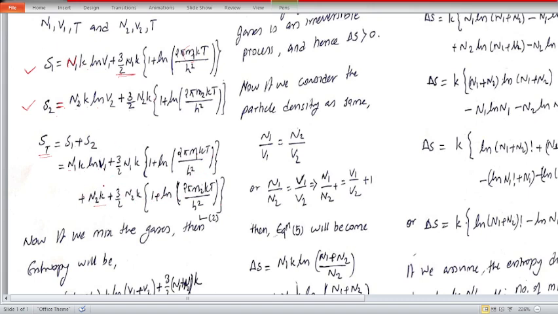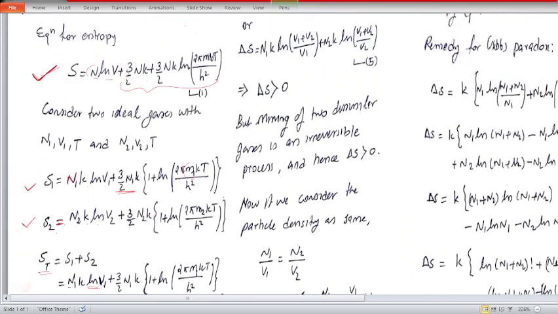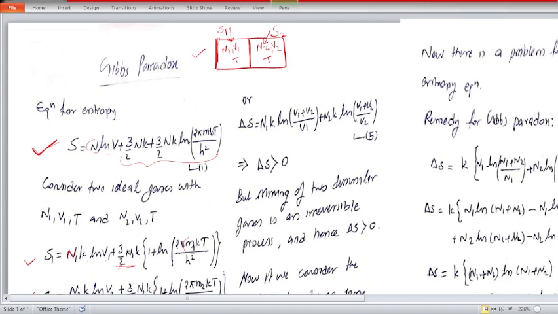I think I missed one ln V2 here. We have ln V1, so similarly we will have ln V2. So this is N2k ln V2, plus 3 by 2 N2k times 1 plus ln 2 pi m2 kT by h square. That is the total entropy of the whole system, S1 plus S2.